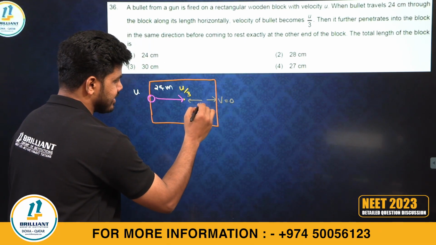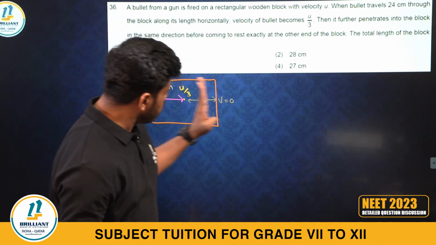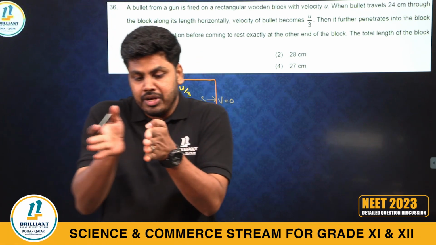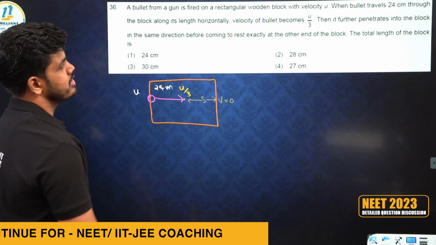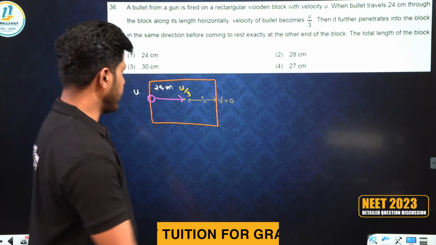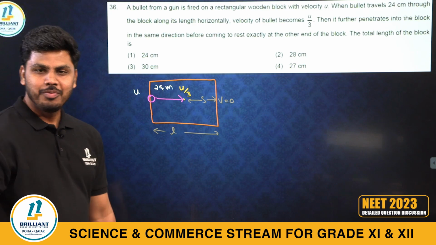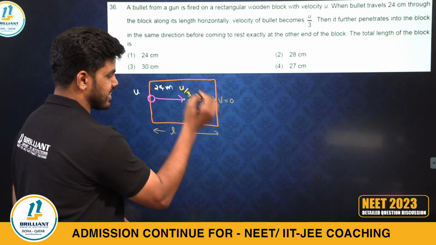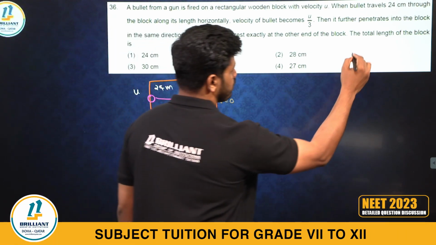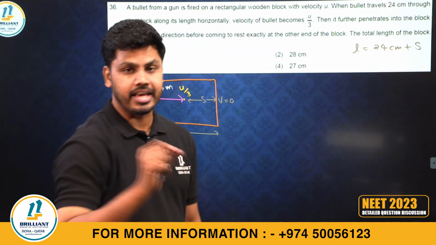We don't know what this distance is. Let me take it as S. So after traveling some more distance, it comes to rest, and that point was exactly on the other side of the block. So the question is, what is the total length of the block? We can say right now that L is equal to 24 centimeters plus S. We don't know what S is. We have to find out that S. That is the final answer.